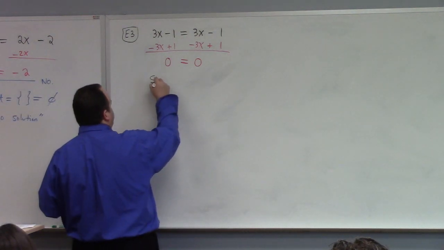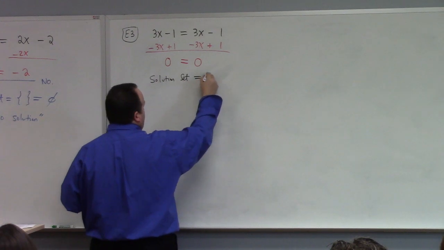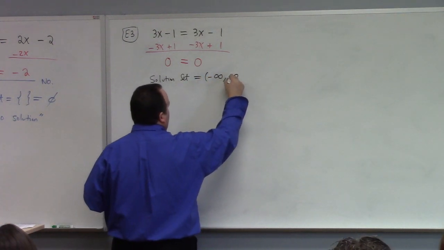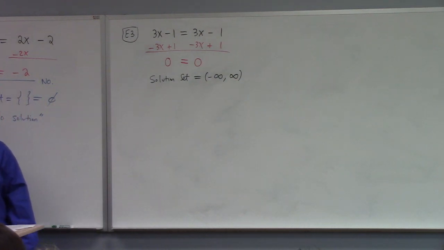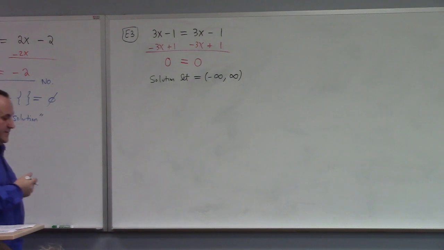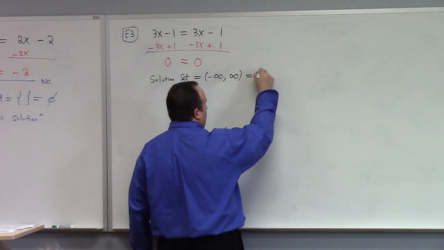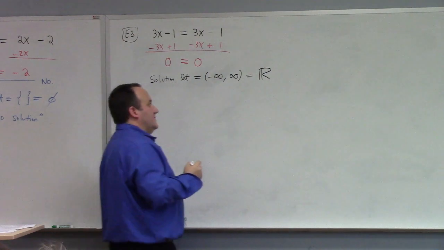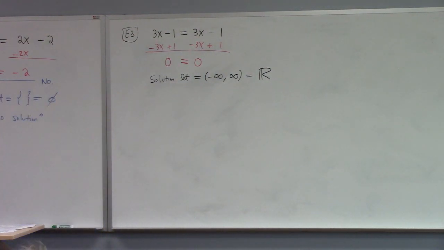So the solution set is actually minus infinity to infinity. Oh man, I was just a second ago saying I'm going to try to avoid interval notation. I spoke too soon. There it is. This is the interval from minus infinity to infinity. Another symbol that I use for this is this funny looking R. So that is the real numbers, the set of real numbers. It's the whole number line, all right? Any questions?